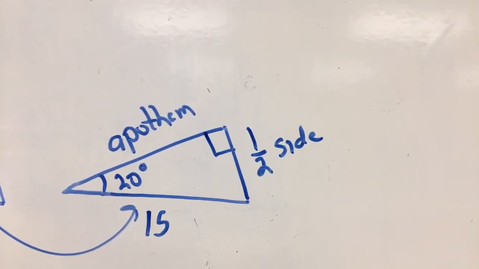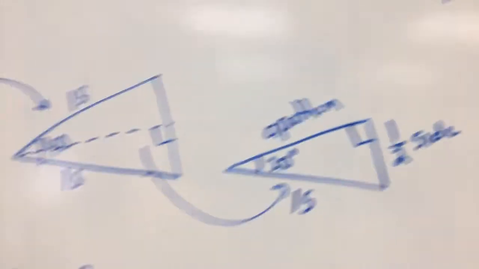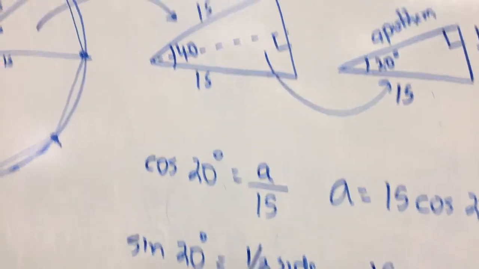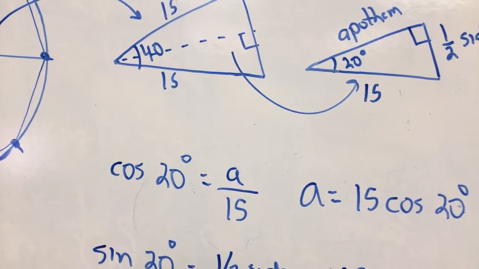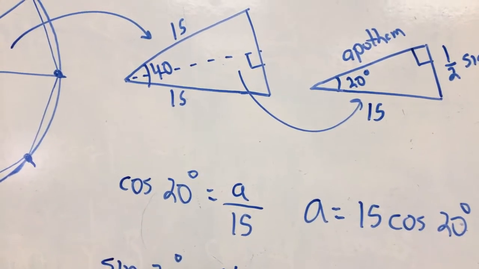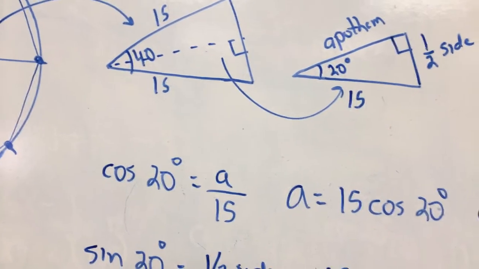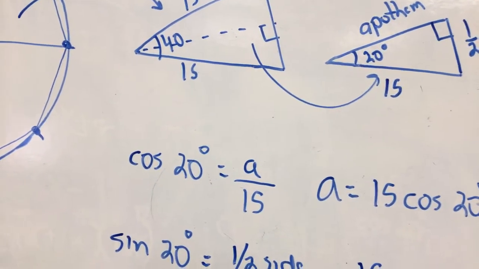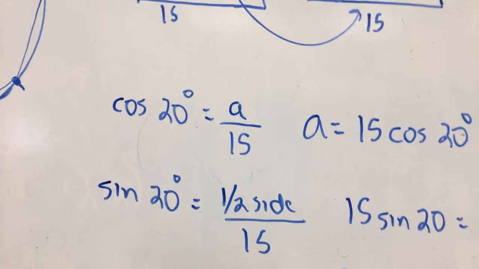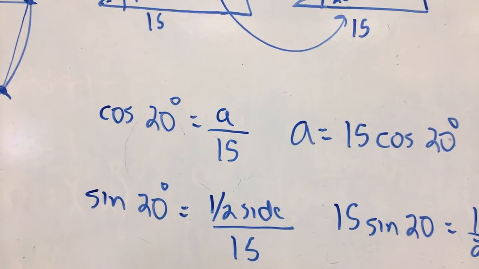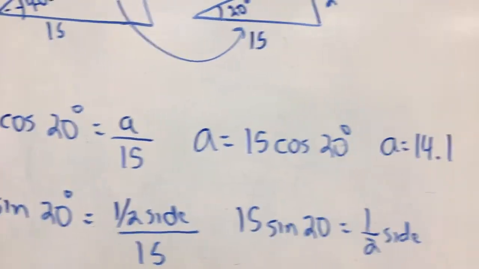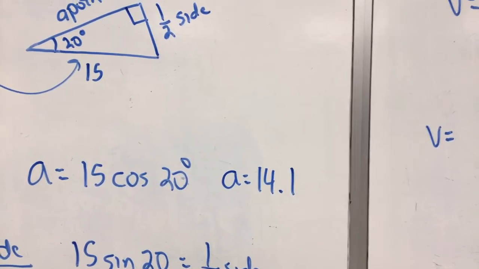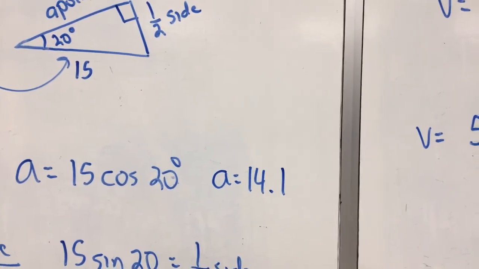Now, to find the length of the apothem and the length of that half a side, I'm going to use my cosine and my sine right triangle trig ratios. For the apothem, I choose cosine because I need the length of the adjacent side and I have the hypotenuse. For the half side, I have the hypotenuse and I need the opposite side of that 20-degree angle. So I set those two ratios up. To find the apothem, cosine 20 is equal to the apothem over 15. Multiplying both sides by 15, lo and behold, the apothem is equal to 14.1 units. That's the length of the apothem, 14.1.